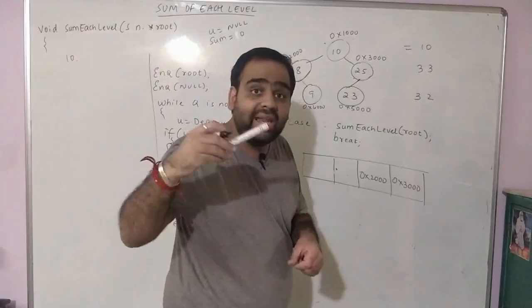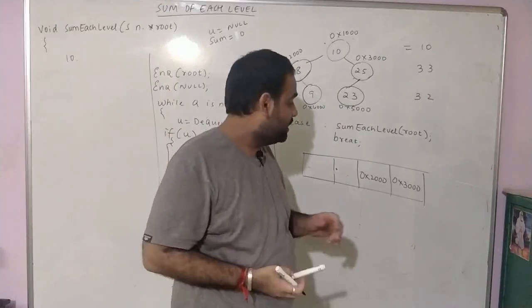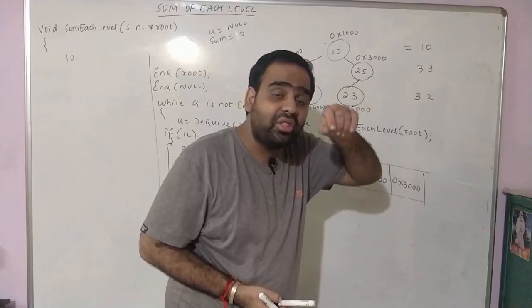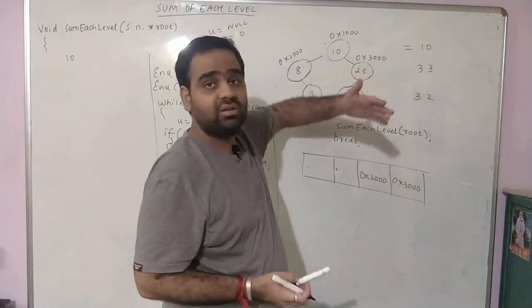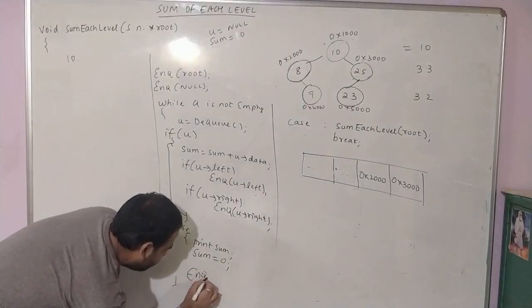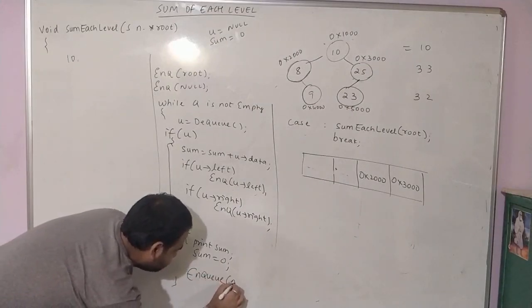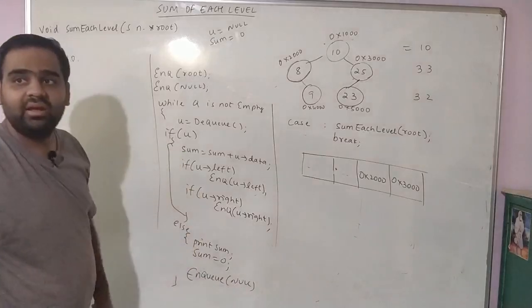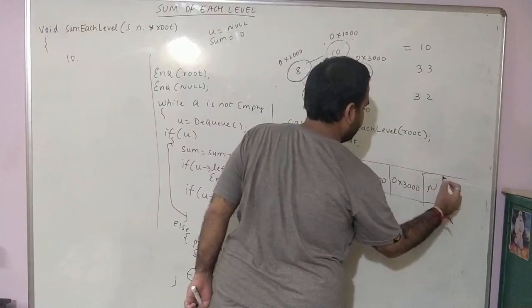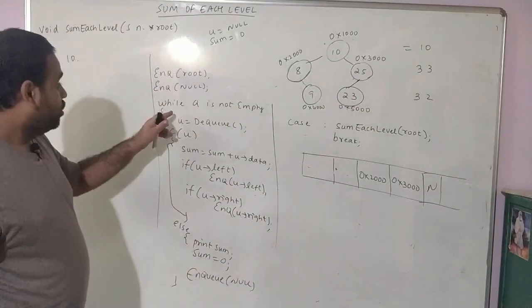Now, you need to enqueue the null back. Why do we enqueue the null back? Because we say that 2000 and 3000 are in the same level, and you can see that 2000 and 3000 are in the same level. Therefore, what is the next step of the algorithm that I am going to write? I say enqueue null. Now, what is the thing that we are enqueuing? We are enqueuing null.